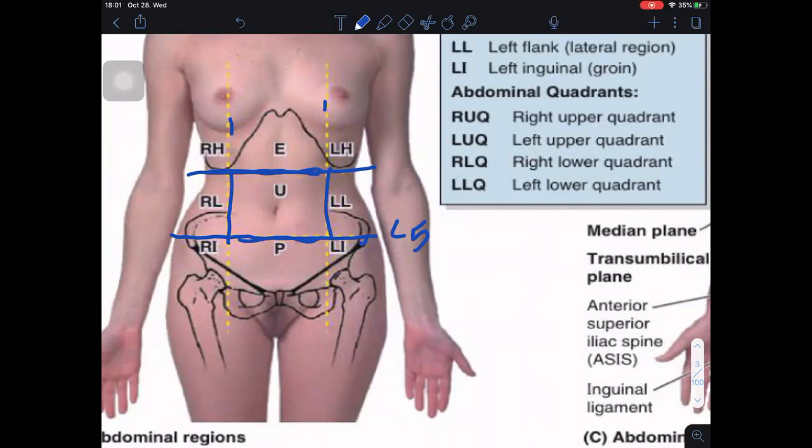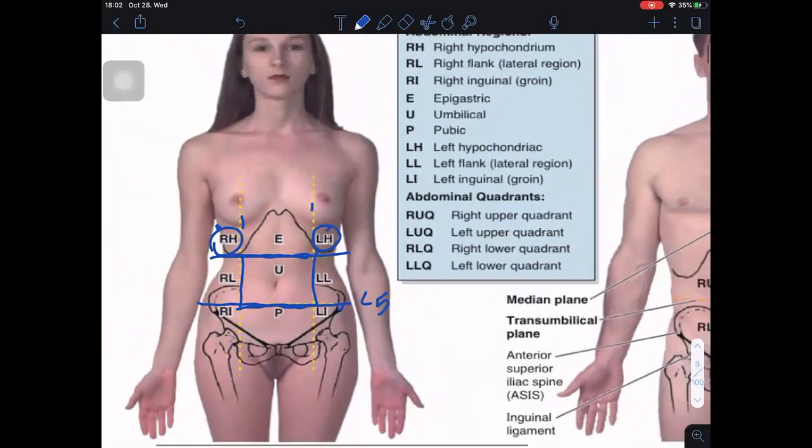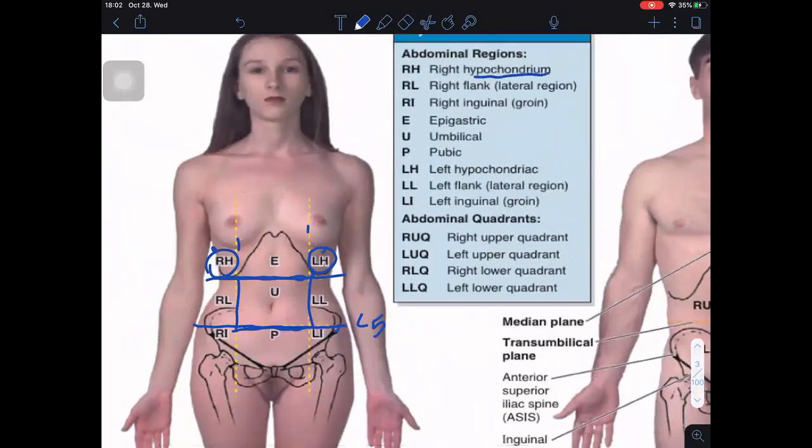And then since you're going down closer to the pubic areas, you have the pubic region, which is located below the transtubercular plane. Now on the sides, if you see, there are three other regions at each side. So they are paired regions. On each side of the epigastric region, you call these regions the hypochondrial regions, okay, or hypochondrium.